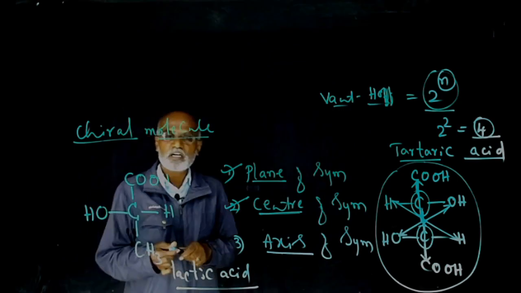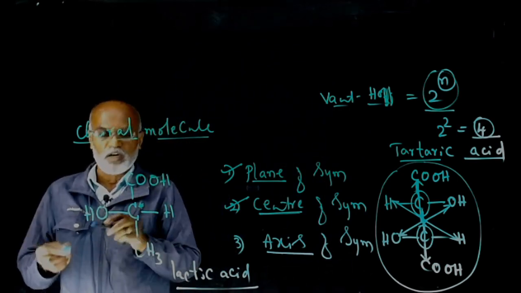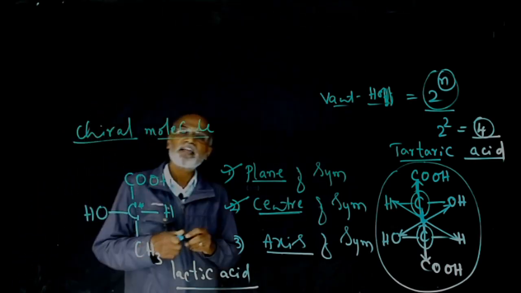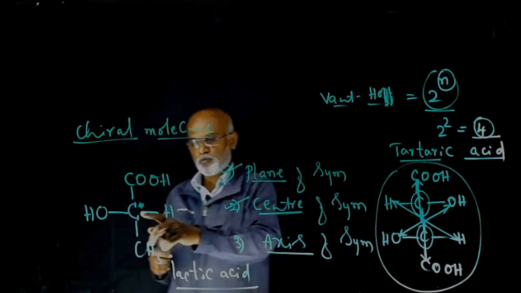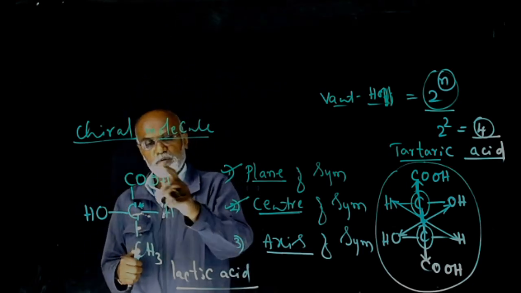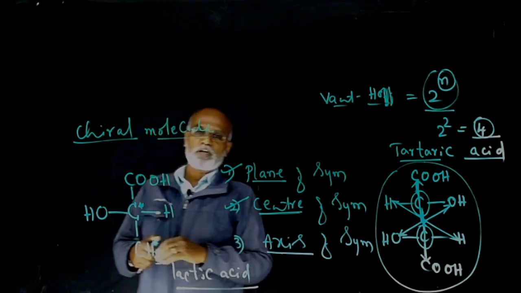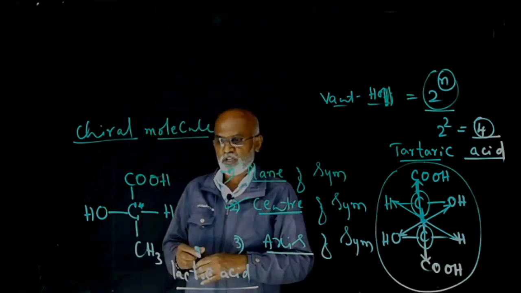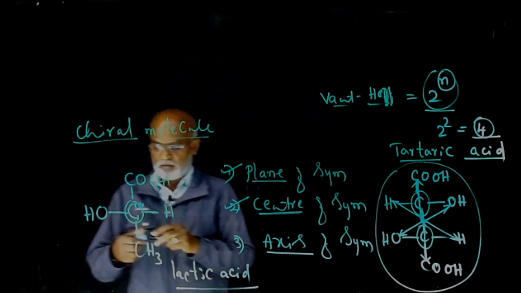Of the 3 carbon atoms, you know very well, this is the carbon atom which I am going to mark by star, the chiral carbon atom. This is the carbon atom which is bonded to 4 different atoms and groups. Hydrogen is different, COOH group is different, OH group is different, CH3 is different. When this particular carbon atom is bonded to 4 different atoms or groups, I can call this carbon a chiral carbon.